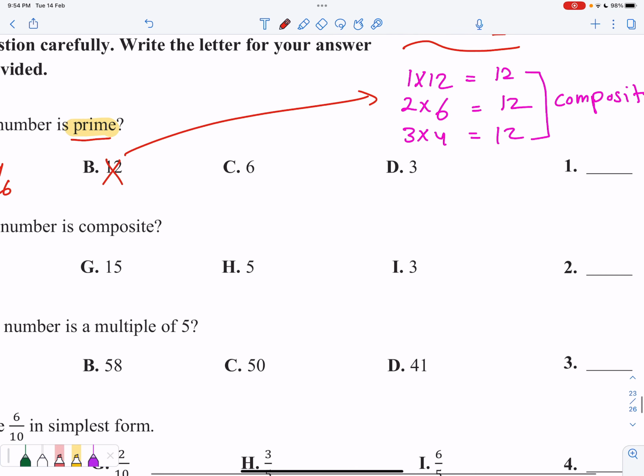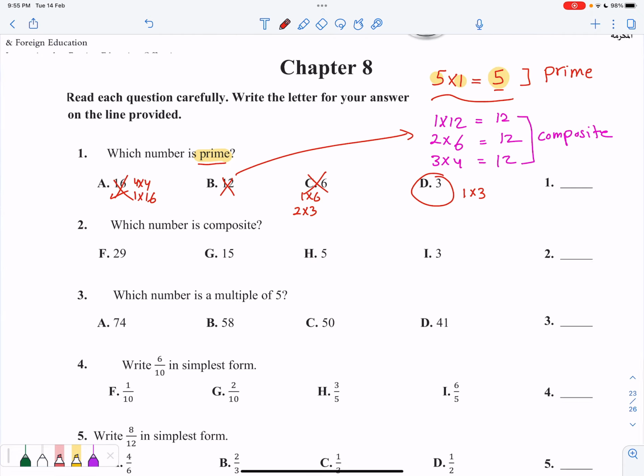What about the number 6? You can make it from 1 times 6, that is equal to 6. Also, you can make it from 2 times 3, right? So also 6 is not a prime number. So the prime number must be 3, and that is correct because you can only make the 3 from multiplying 1 times 3. So D is the correct answer and the prime number is 3.